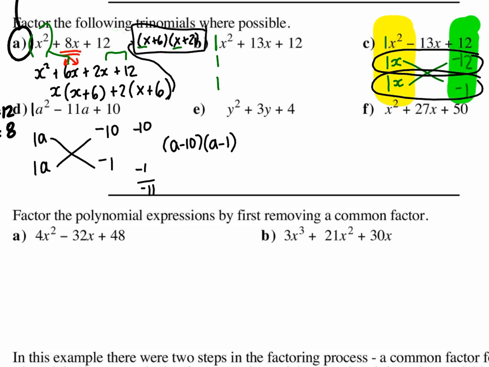There you go. It doesn't matter the order they're in, because it's 3 times 4, 4 times 3, right? So you won't be marked wrong if you switch it the other way. So let's try E. Okay? 1y squared. The only way to multiply to 1 is 1 and 1. Put that down.